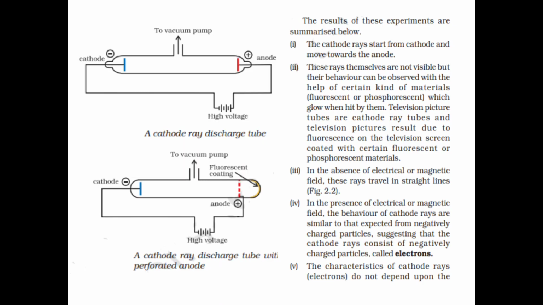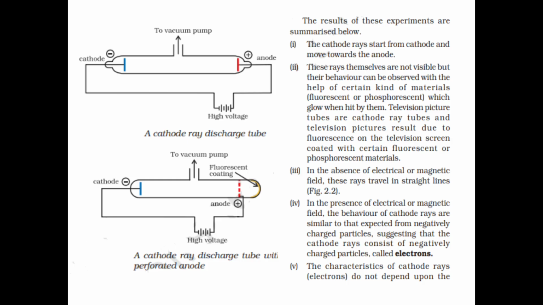First comes the cathode ray tube, and second, the cathode ray tube with a perforated anode. The results of these experiments are summarized below. The cathode rays start from the cathode and move towards the anode. These rays themselves are not visible, but their behavior can be observed with the help of certain materials such as fluorescent or phosphorescent materials, which glow when hit by them. The television picture tube is a cathode ray tube, and television pictures result from fluorescence on the television screen coated with a certain fluorescent or phosphorescent material.